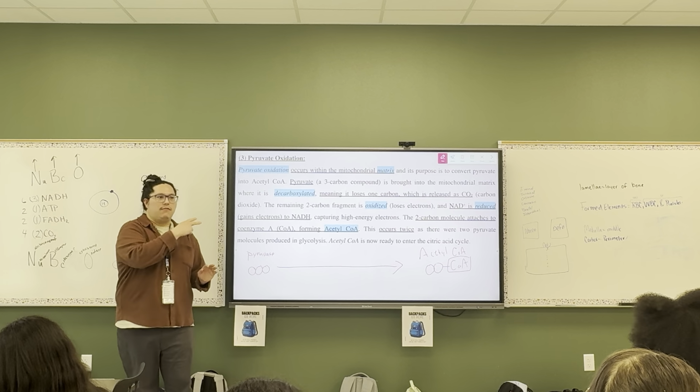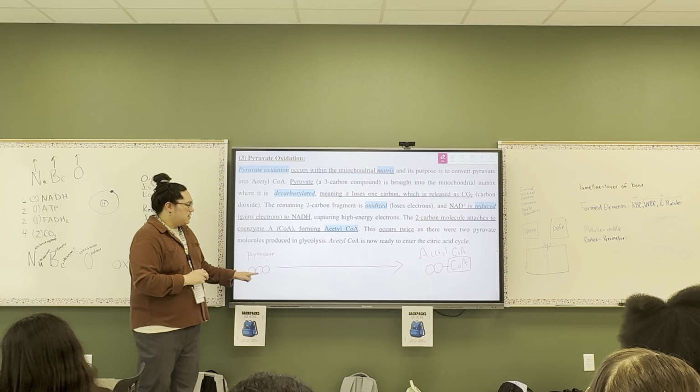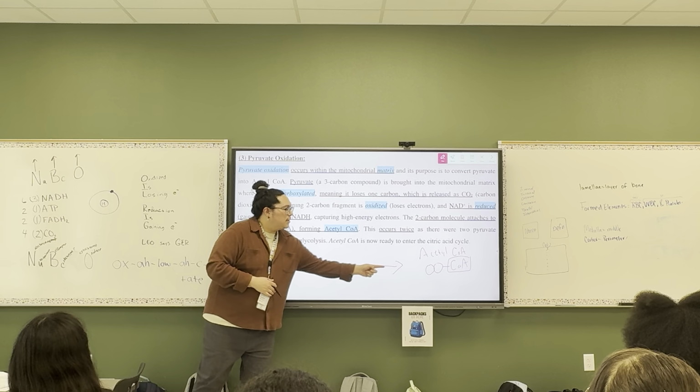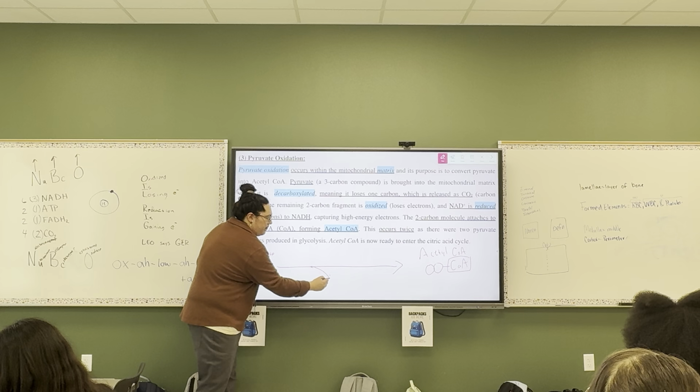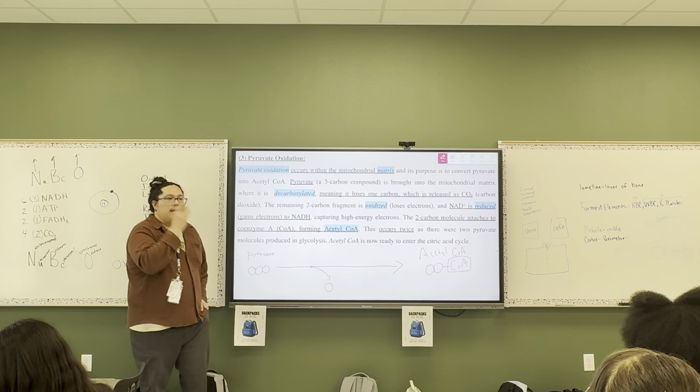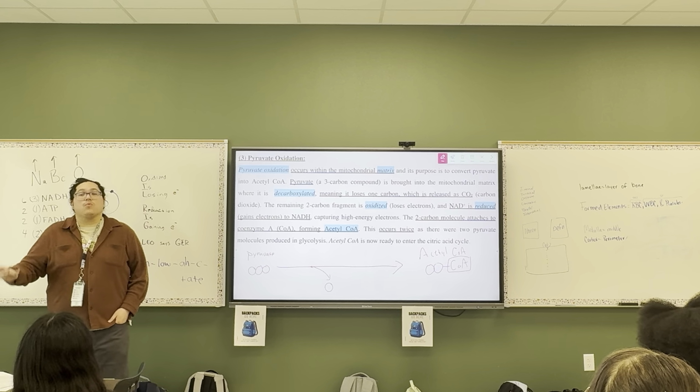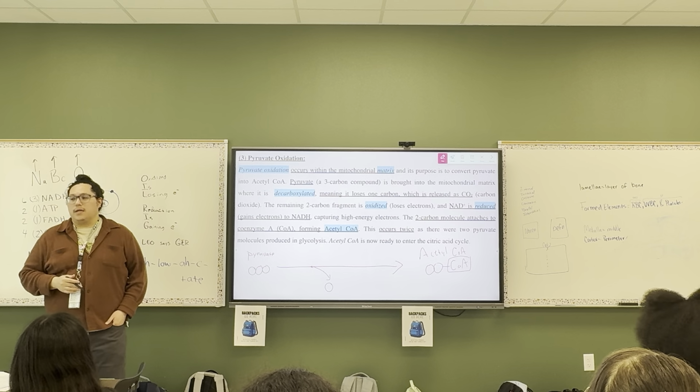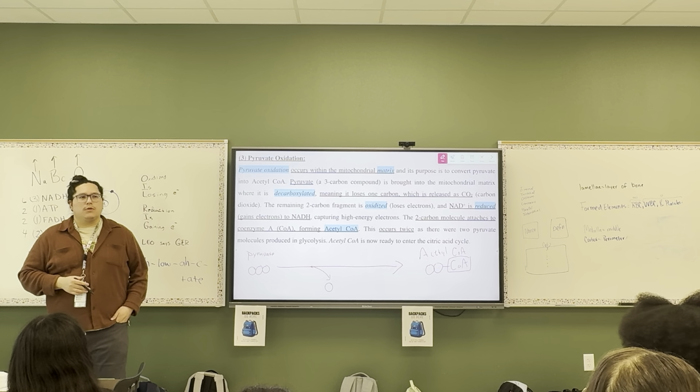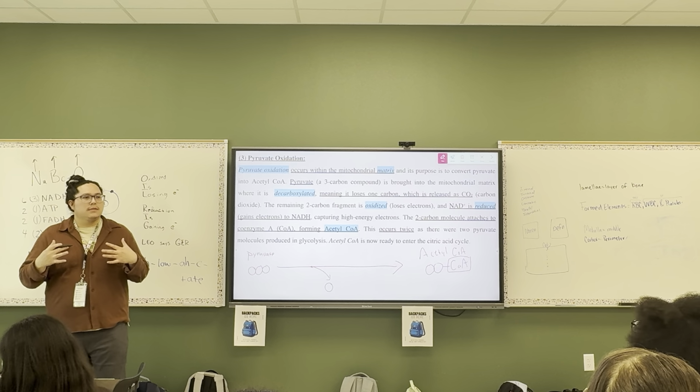We just cut off a what? Carbon. This was 3, this was what? 2. So we cut off a carbon, one right there, and that carbon is lost as what? Carbon dioxide. So where do we see carbon dioxide in our bodies?